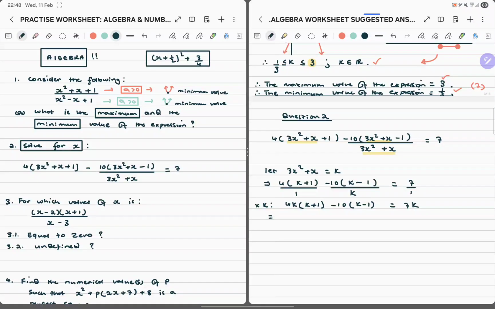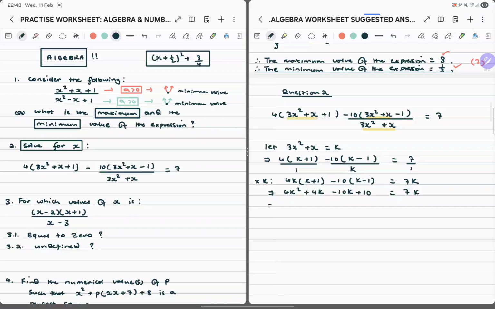Now we can see that there's no other plan now but to FOIL. So this is going to be 4k squared plus 4k minus 10k plus 10 equals 7k. And then let's go on, folks. Collect like terms. So this is 4k squared. Now 4k minus 10k is going to give us minus 6k, minus 7k. This gives us minus 13k plus 10 equal to 0.